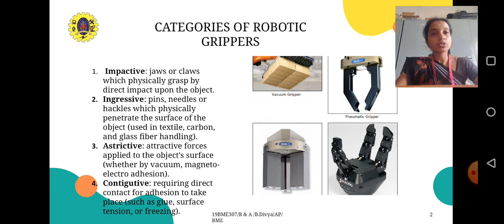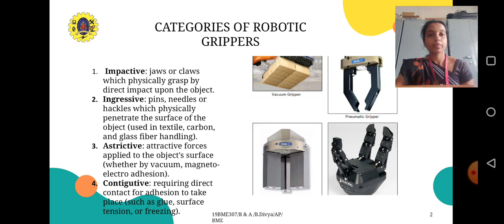In this video, we are going to see about categories of robotic gripper. In the previous video, we have shown the end effectors and the grippers. What do you mean by grippers? And now we are going to see about the robotic grippers. What are the kinds of robotic grippers we have?